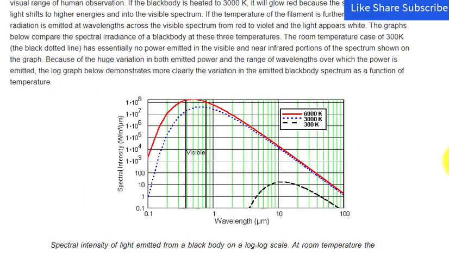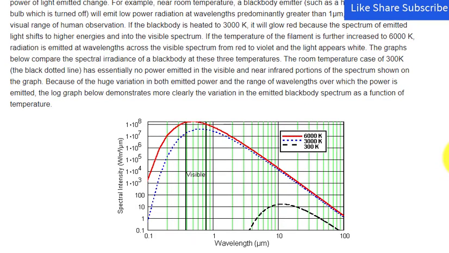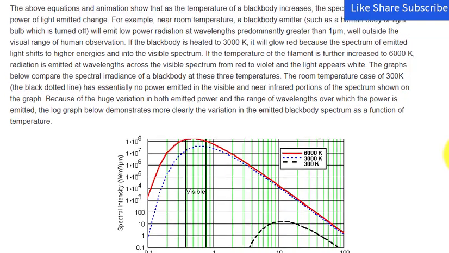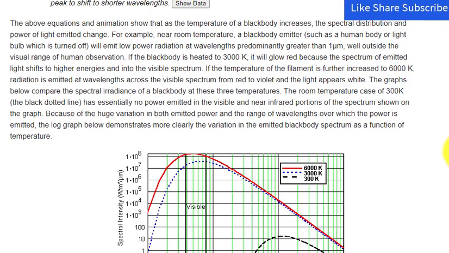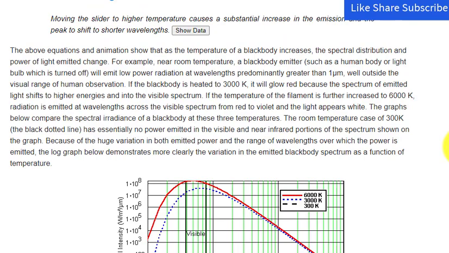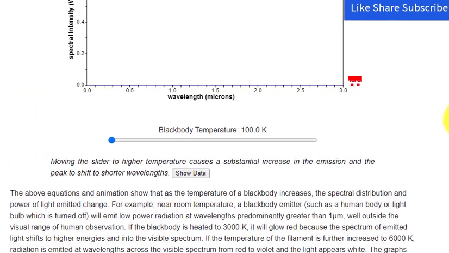The log graph below demonstrates more clearly the variation in the emitted blackbody spectrum as a function of temperature. Spectral intensity of light emitted from a blackbody on a log-log scale. At room temperature the emission is very low and centered around 10 micrometers.